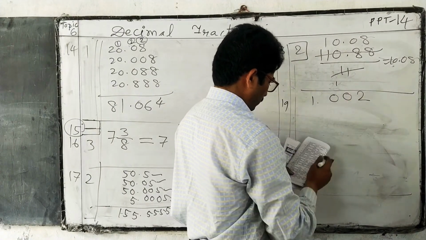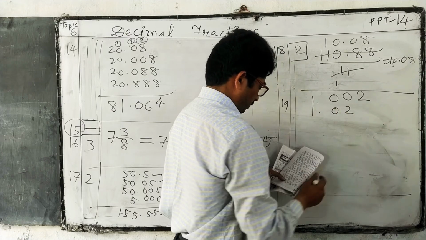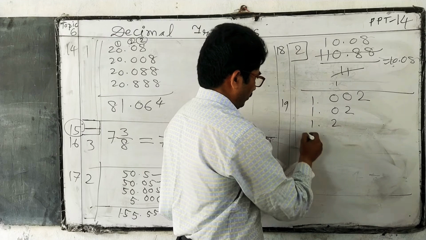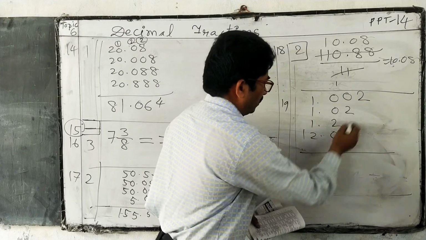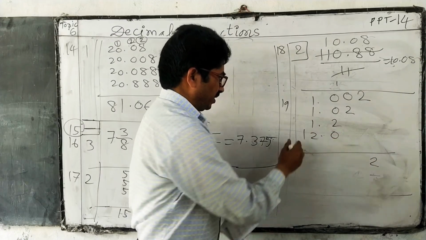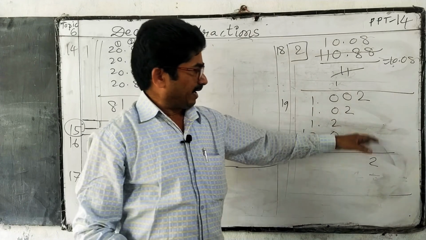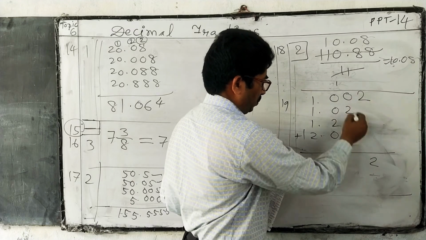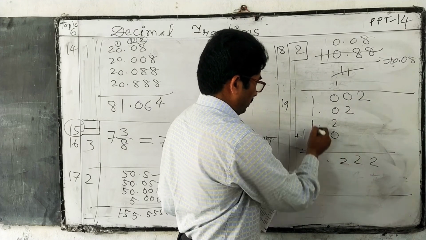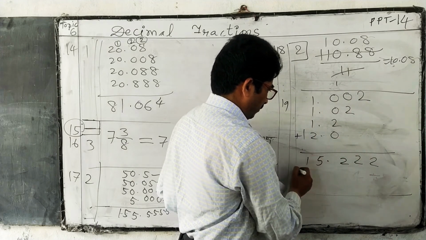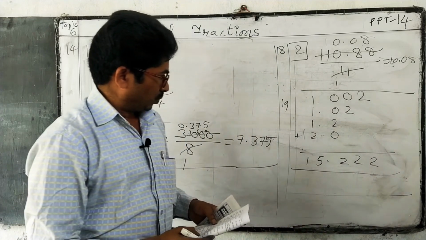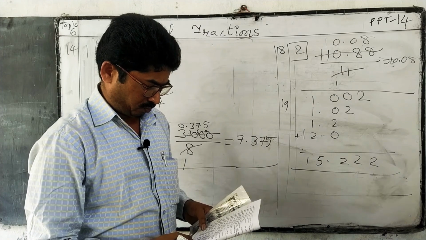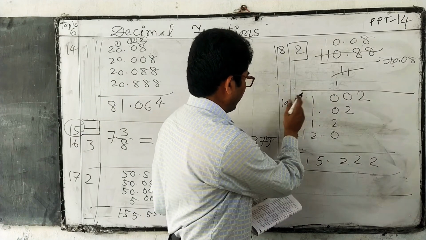Next, 19. The sum of 1.002, 1.02, 1.2, 12.0. While adding decimal numbers, we have no need of making like decimals. That means no need of keeping zeros. So the sum is 15.222. Option 1.